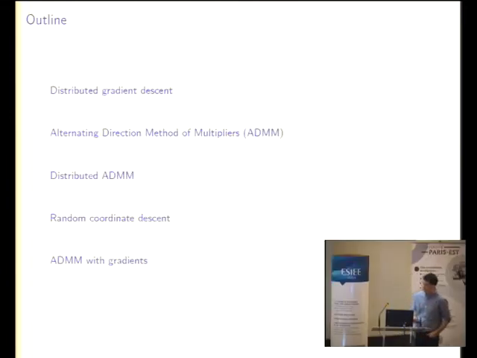So here is the outline of my talk. I will first briefly mention distributed gradient descent. Then I will talk about a popular method, the alternating direction method of multipliers, a famous method which ranges beyond distributed optimization, but I will show that it can be used in order to distribute an optimization problem on a graph. Next, I will switch to random coordinate descent, and I will explain how the idea of random coordinate descent can be exploited in order to design asynchronous algorithms. And finally, I will end up with some recent work where we derive a generalization of the ADMM, which allows for more ease of computation and implementation.